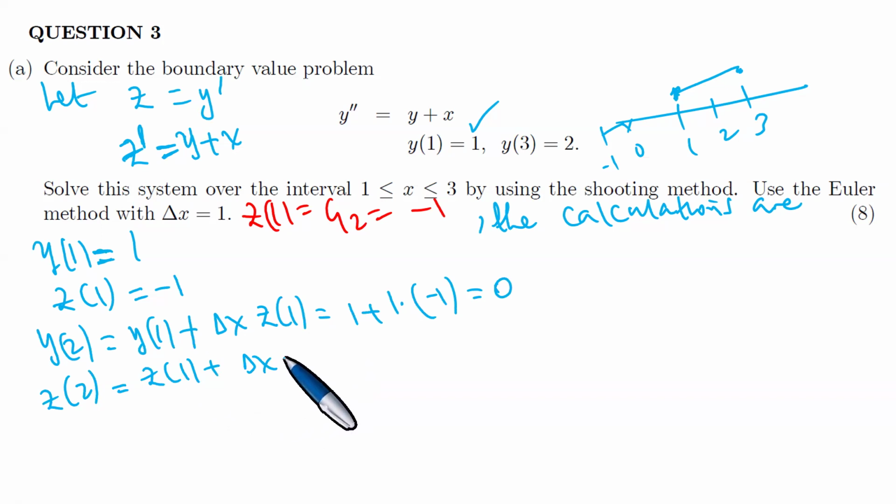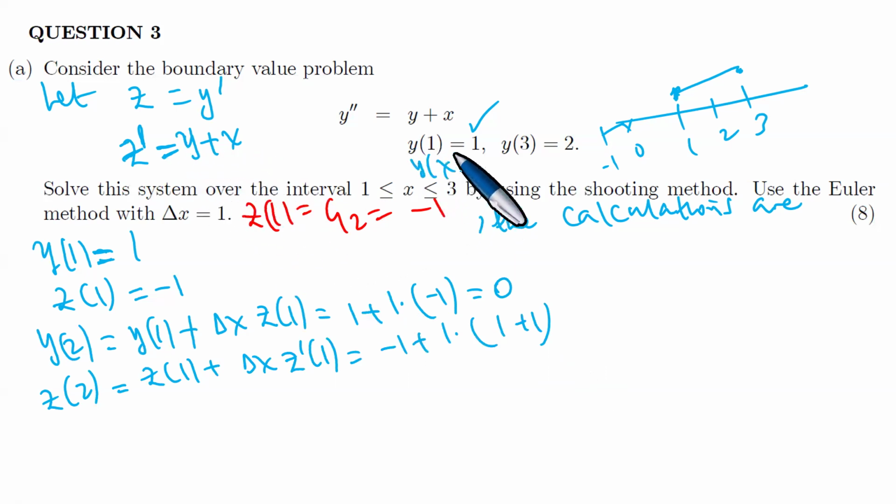But with the z here, we're going to use z primed. Z primed at 1, we saw that. So z at 1 is exactly -1. Delta x is 1. Z primed at 1 is y at 1 plus x, and y at 1 is 1. And x is 1, because y at 1 means this is y at x. So 2 minus 1 is exactly 1. So that then we have the following.